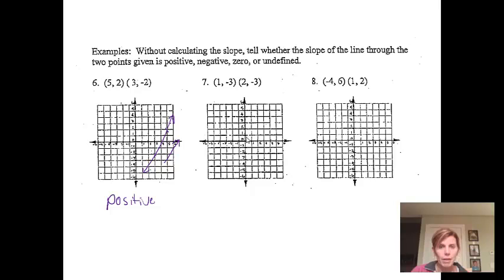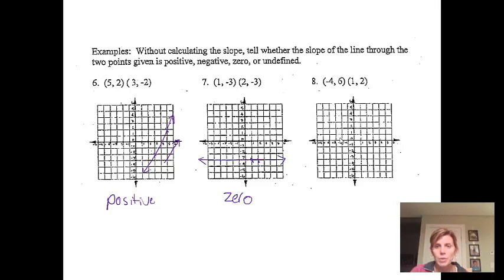All right, next one, we're going to have (1, -3), which is over to the right 1 and down 3. Okay, and then we're going to go over to the right 2 and down 3. And I notice if I connect those, I'm going to get a horizontal line. And since that is a flat line, I will get a slope of 0.